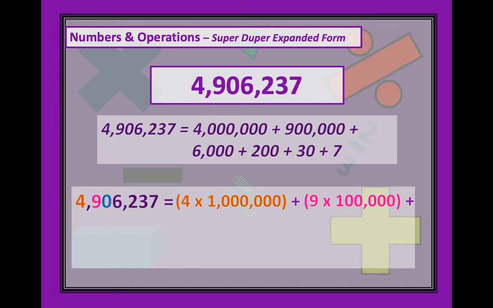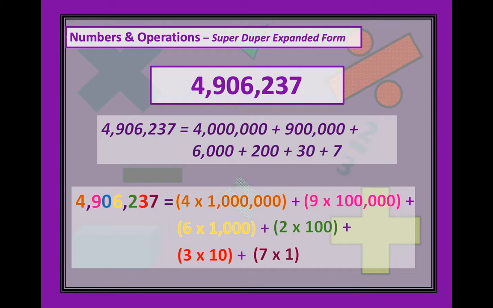The 0, since we would have to say 0 times 10,000, which would give us a value of 0. Just like in expanded form, you don't have to write any digits that are zeros. The 6 is in the thousands place, 6 times 1,000. The 2 is in the hundreds place, 2 times 100. The 3 is in the tens place, so we would add in 3 times 10. And finally, that 7 is in the ones place, so we would add 7 times 1 to the end.